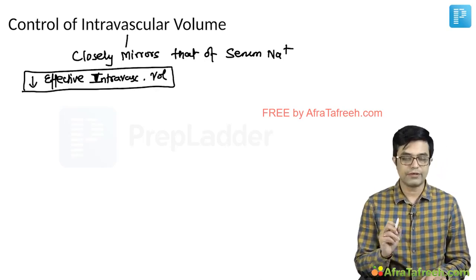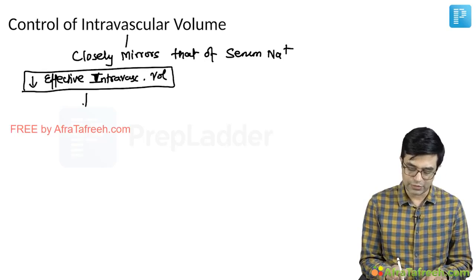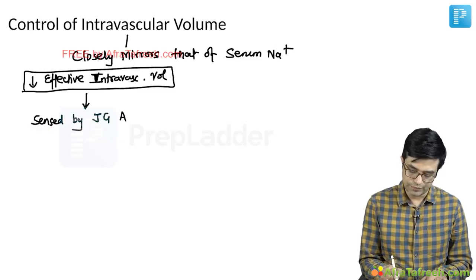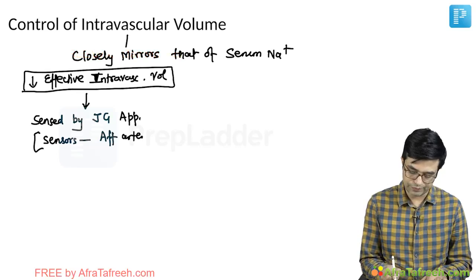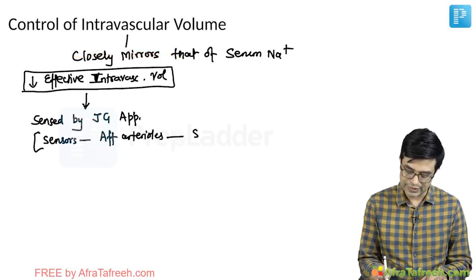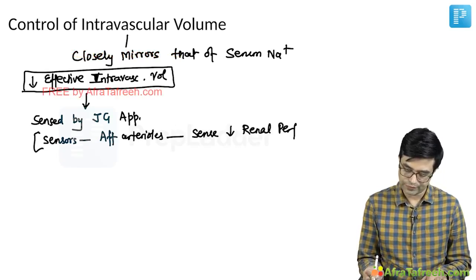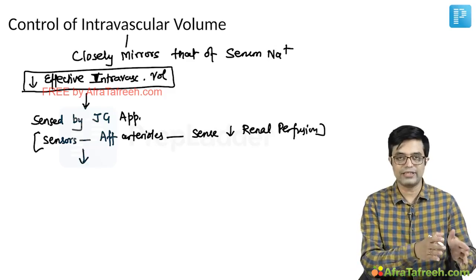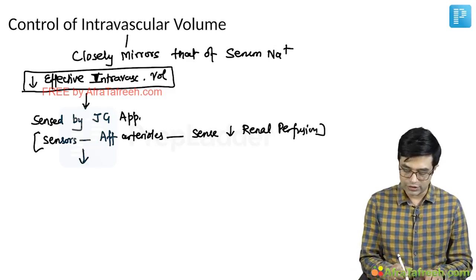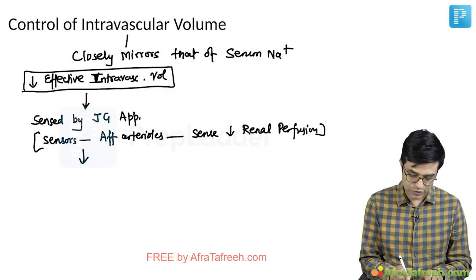When there is a decrease in the effective intravascular volume, it will be sensed by the juxtaglomerular apparatus. Particularly, there are sensors present in the afferent arterioles of the kidney, which will sense that there is a fall in the renal perfusion. They will sense this fall in the renal perfusion and send a stimulus to the renin-angiotensin system, to the juxtaglomerular apparatus, to produce more renin.